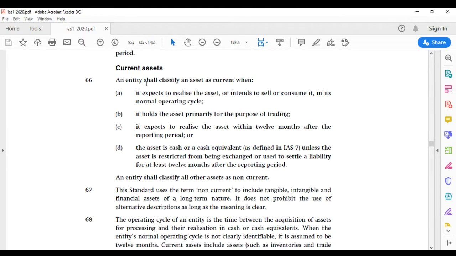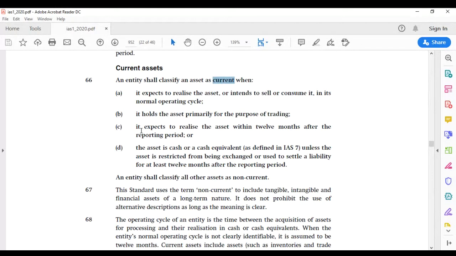They say an entity shall classify an asset as current when any one of these four scenarios exists, right? Any one. It doesn't need to be all four. If either one, it doesn't matter which one of those definition components applies, then that asset will be seen as a current asset. So let us have a little bit of a discussion on all four scenarios here.